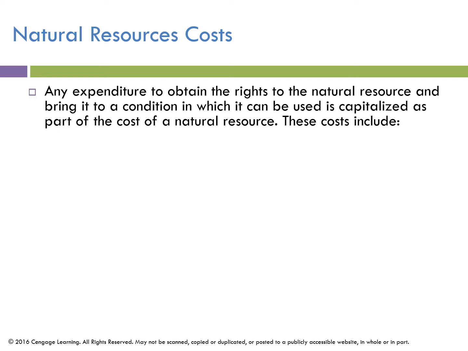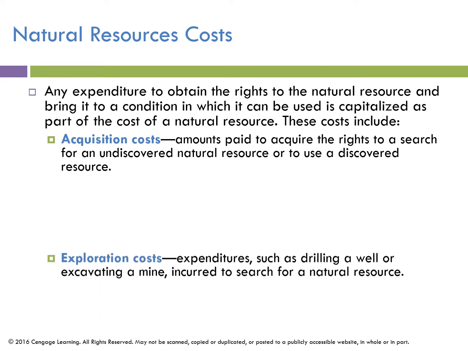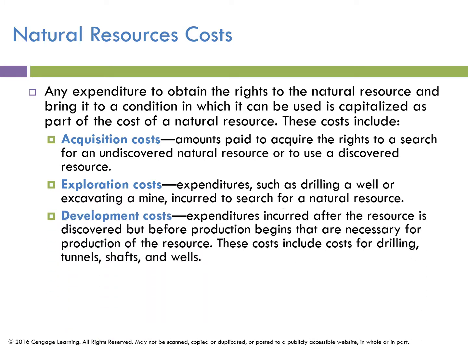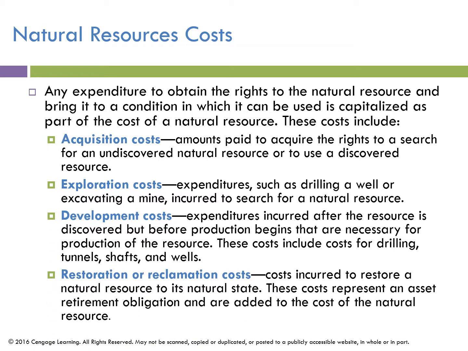So the cost of an asset, any expenditure to obtain the rights to the natural resource and bring it to a condition in which it can be used, is capitalized. It's debited as an asset called natural resources. These include acquisition costs, exploration costs, development costs, and restoration, how much it's going to cost at the end to bring it back to its original state. So all these costs are included as natural resource costs.